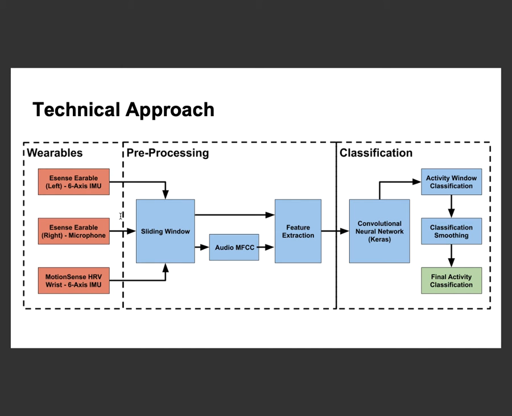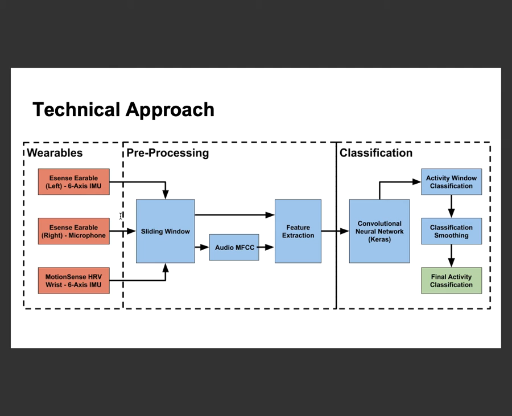For our technical approach, the eSense wearables differ between the left and the right. The left one has a 6-axis IMU, the right one gives microphone data, and the MotionSense has a 6-axis IMU. We take this data and pre-process it. We separate it into sliding windows. Right now we're using 1-second sliding windows with a stride of a quarter of a second. That might change depending on our model parameters.